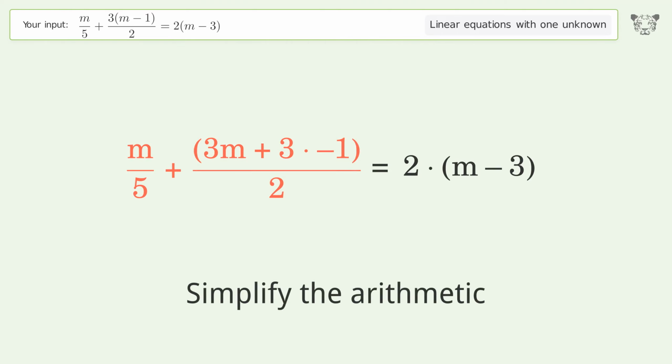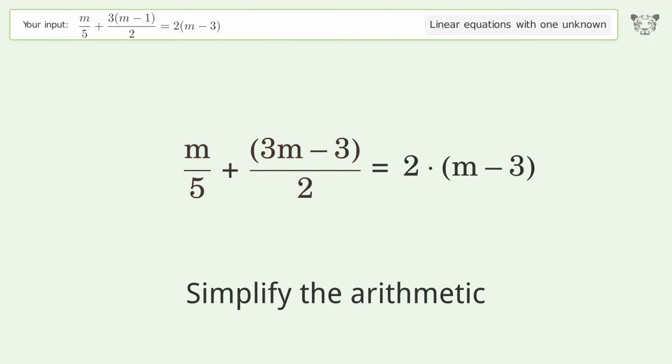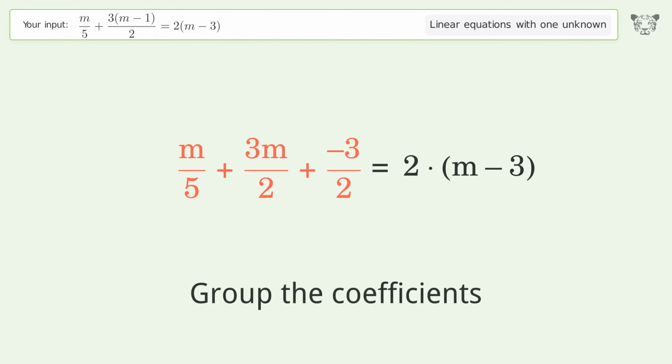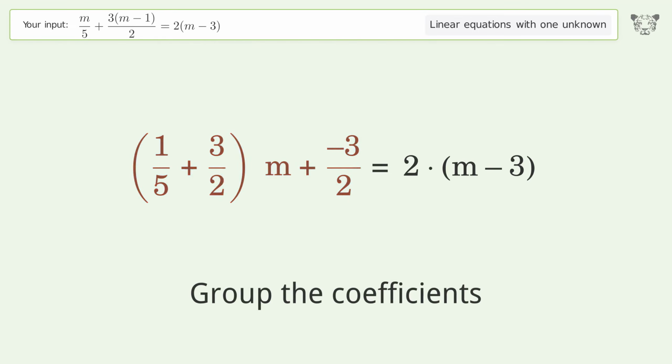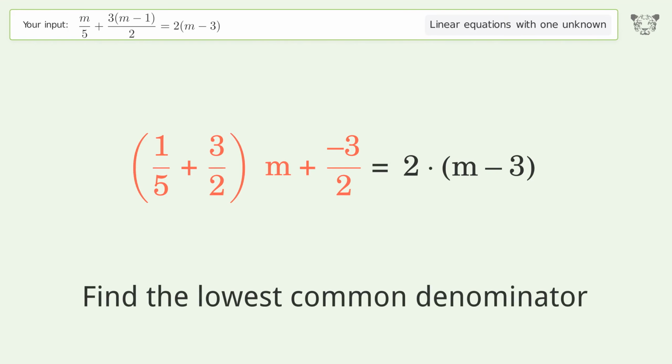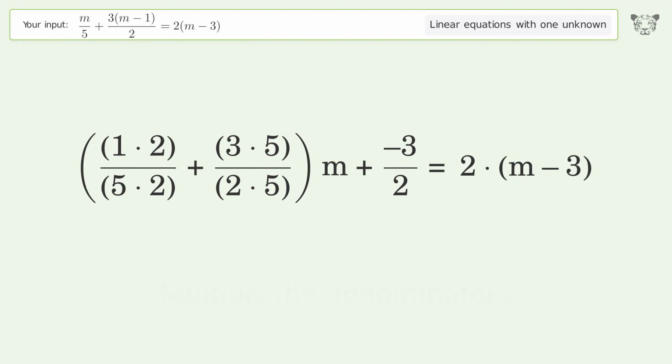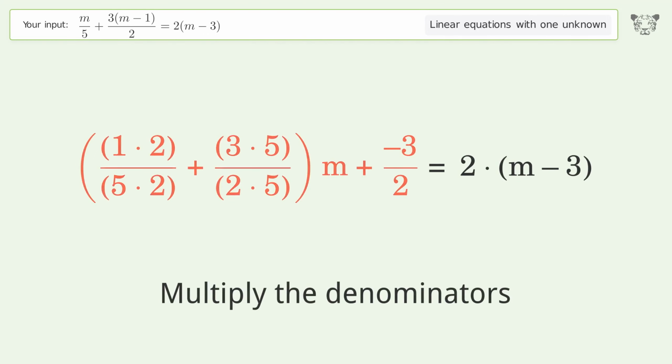Simplify the arithmetic. Break up the fraction. Group the coefficients. Find the lowest common denominator. Multiply the denominators.